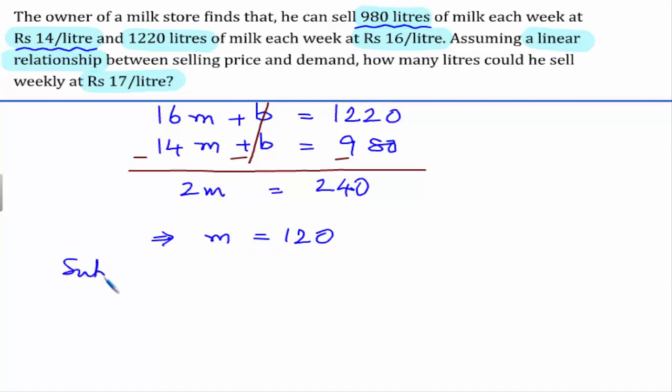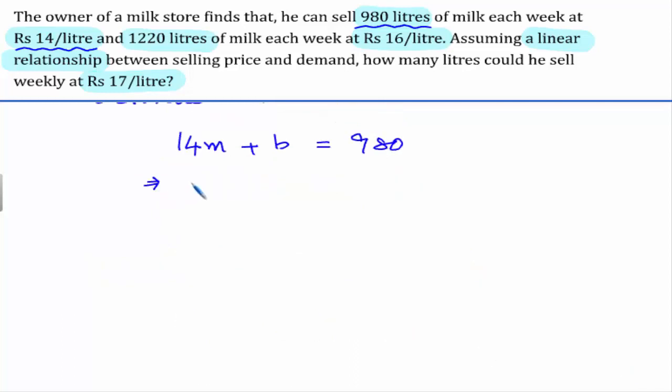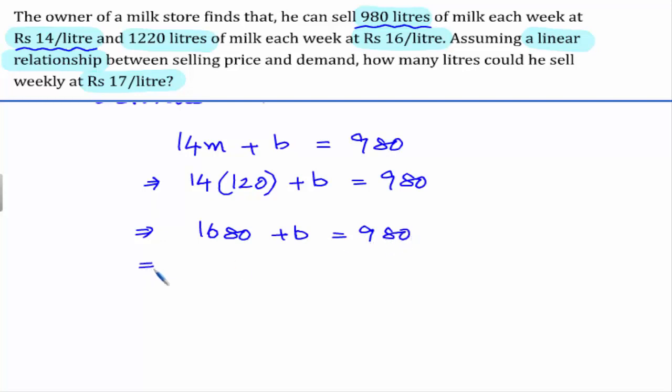And let us substitute this value of m in any one of the two equations. Let us substitute in equation 1, which is 14m plus b is equal to 980. This is 14 into 120 plus b is equal to 980. So that is 1680 plus b is equal to 980. So b is equal to minus 700.